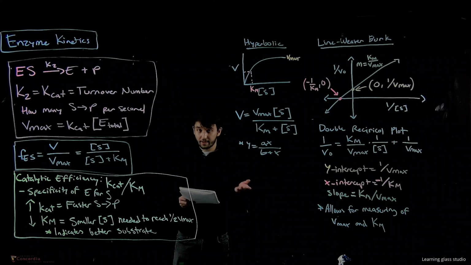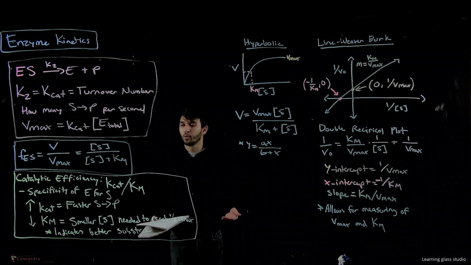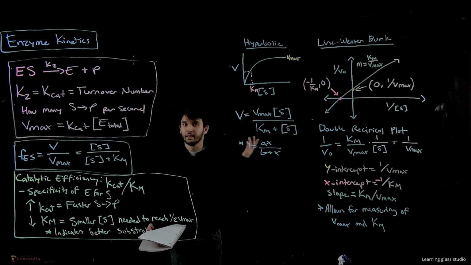And the upper limit of this kcat is actually the diffusion limit of the substrate into the active site. So literally, the enzyme is so quick that as soon as a substrate diffuses into the active site, it immediately reacts.